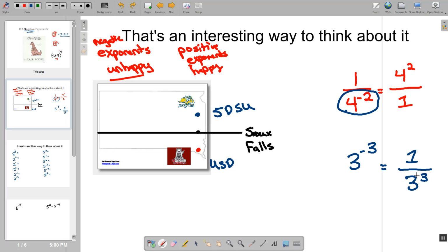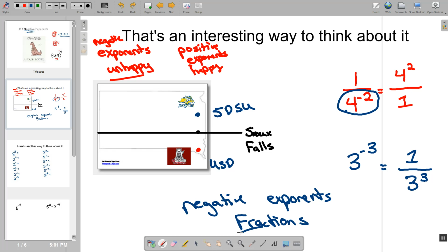So that's how I like to think of it. I use SDSU and USD as an example. If you're on the wrong part of the fraction, you need to move, and in the process of moving, you become a positive exponent. Here's the other way to think of it. If you see negative exponents anywhere in a problem, think one word: fractions. Your problem will have a fraction in it somewhere.